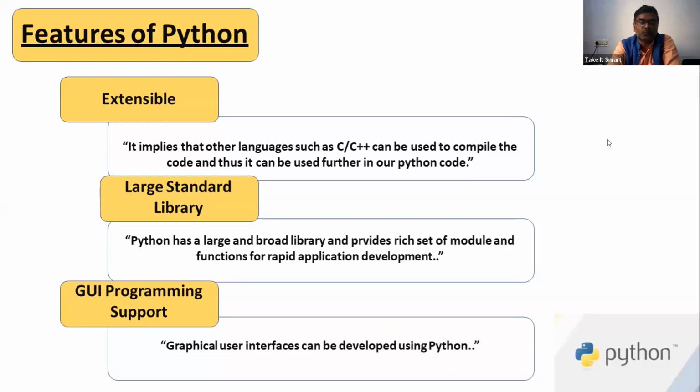GUI programming support: a graphical user interface can be developed using Python. See, all applications have to come with a GUI, some kind of GUI output should come, so that the user can use the application. If it is coming on the command prompt, no one will use the application, correct? See, like Linux is an operating system, and now it is a bit popular, okay?